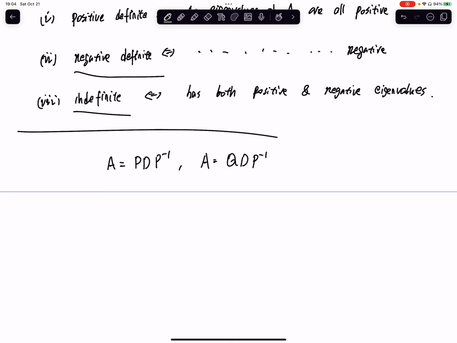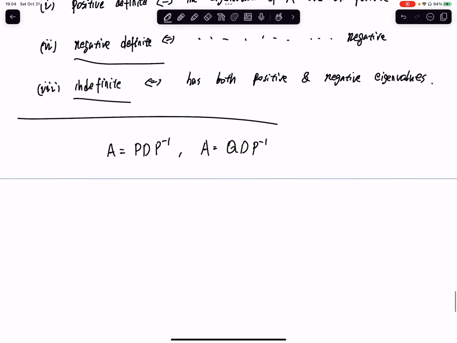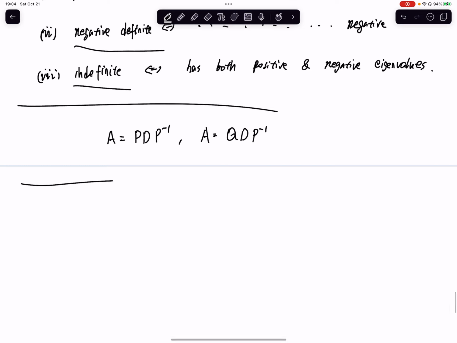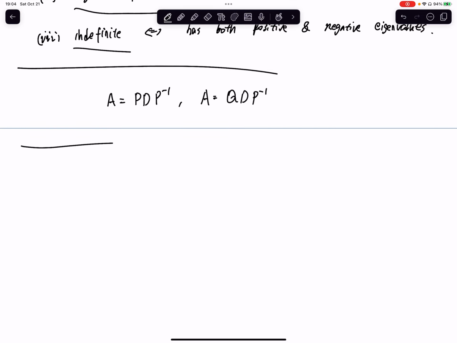The singular value decomposition is based on the ordinary diagonalization, so the absolute values of the eigenvalues of a matrix measure the amount that A stretches or shrinks certain vectors. That is, if Ax equals lambda x and x has norm 1, then the norm of Ax equals the norm of lambda x, which equals the absolute value of lambda.